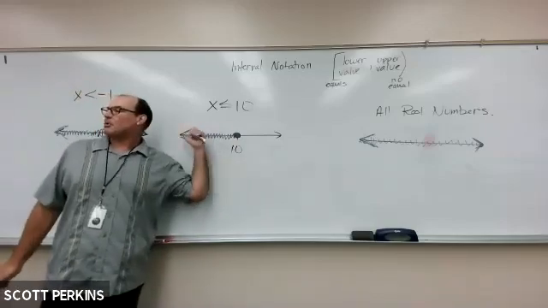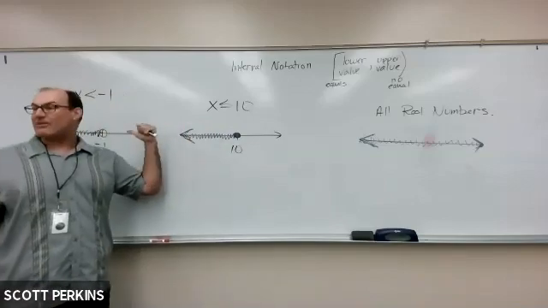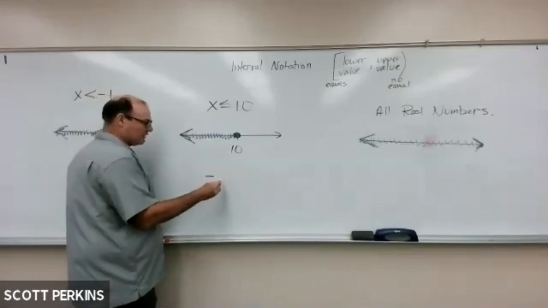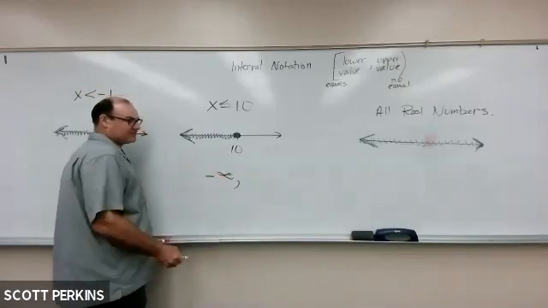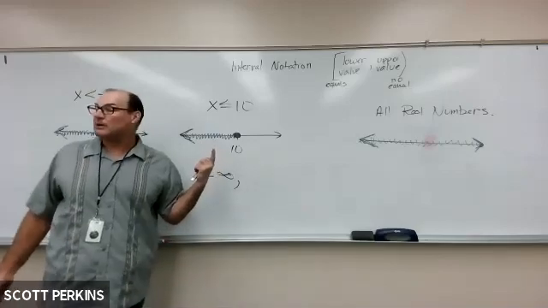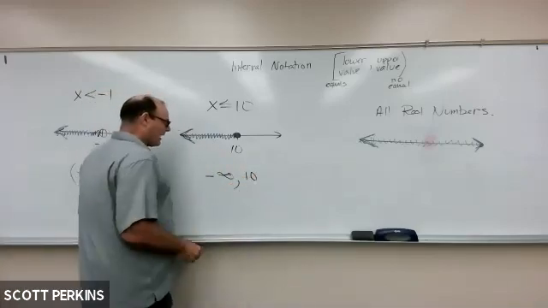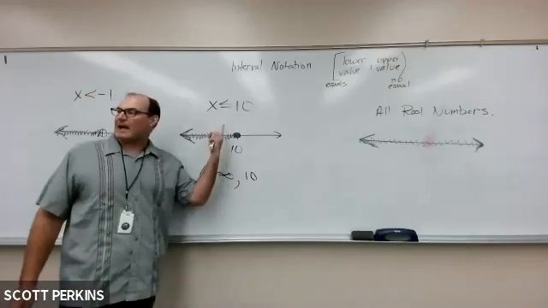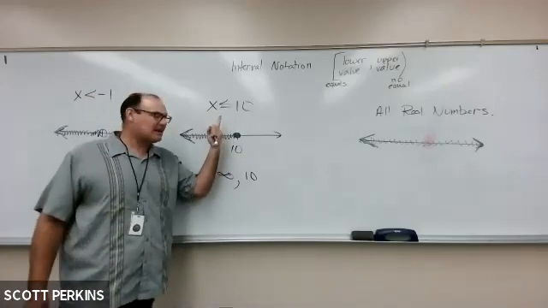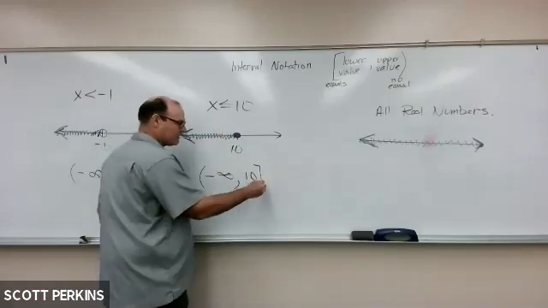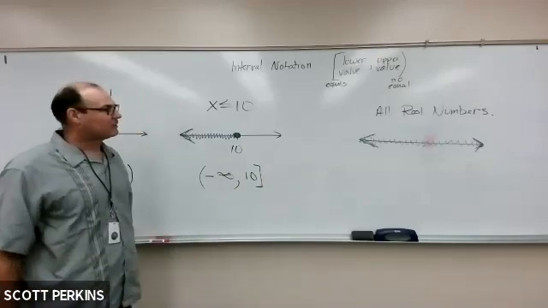So looking at the picture, what's the lowest value on this graph? Negative infinity. Yes, there is no lowest value. It goes forever and ever to the left. What's the upper value? What's the highest value? Yep. I always put a parenthesis at the infinity end. This time, because of the sign that's used between the x and the 10, what am I going to put here on this end? A bracket. Always with equals, you put a bracket.